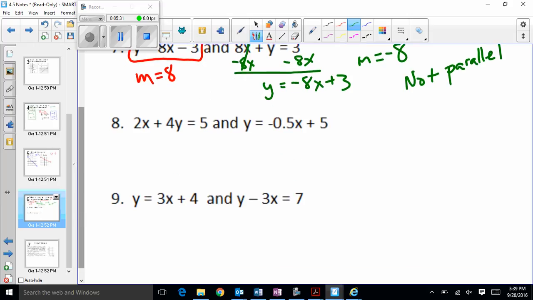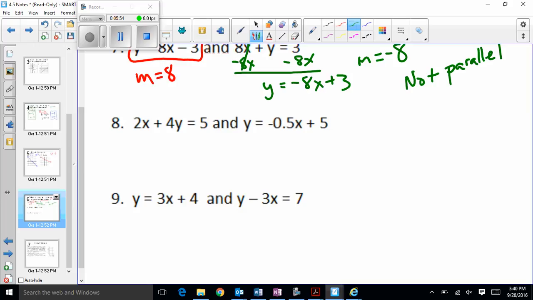For number 8, 2x plus 4y equals 5. Well, again, I have to rewrite a little bit. I'm going to subtract 2x on both sides. I don't know why I put it there. This should be over here. Let me just rewrite that one again.